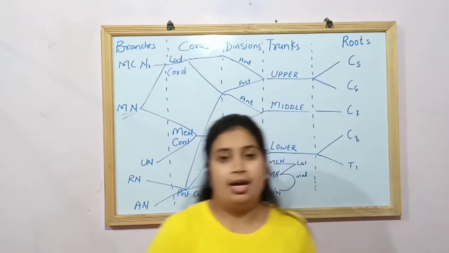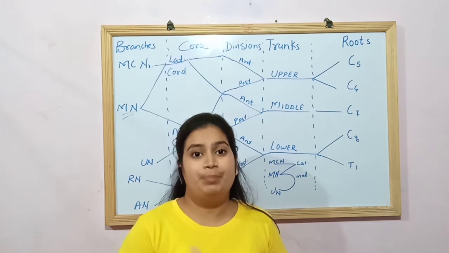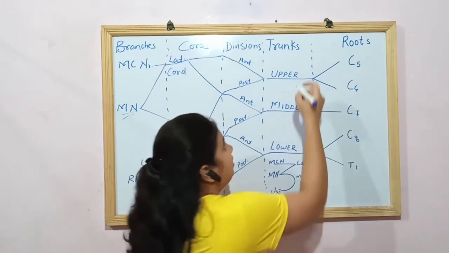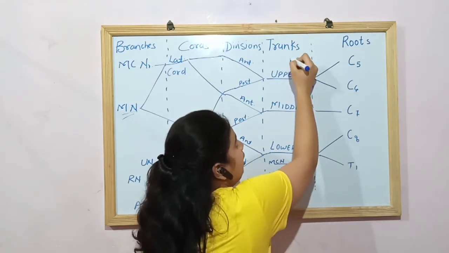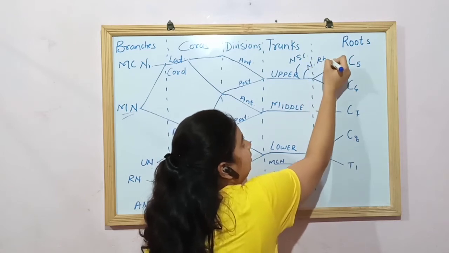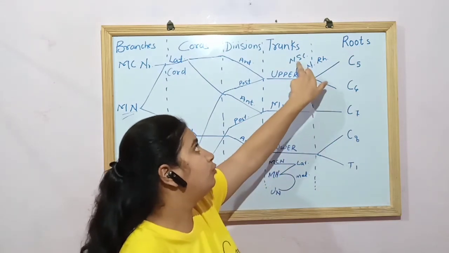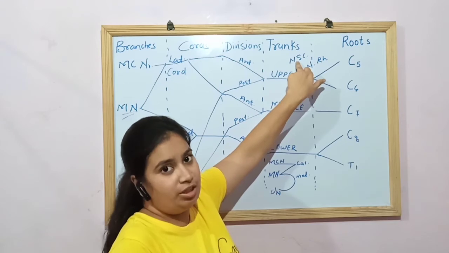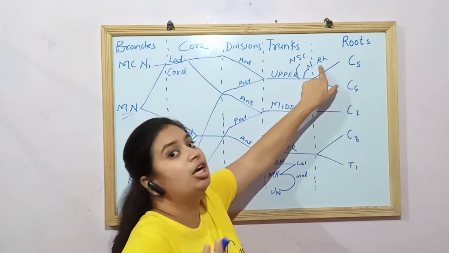So this was the structure of the brachial plexus. This diagram there, as I already told you, I am going to explain some collateral branches and some pre-terminal branches. There are two pre-terminal branches arising from the upper trunk: nerve to subclavius, which supplies your subclavius muscle over the first rib, and nerve to rhomboideus, which is also called the dorsal scapular nerve.